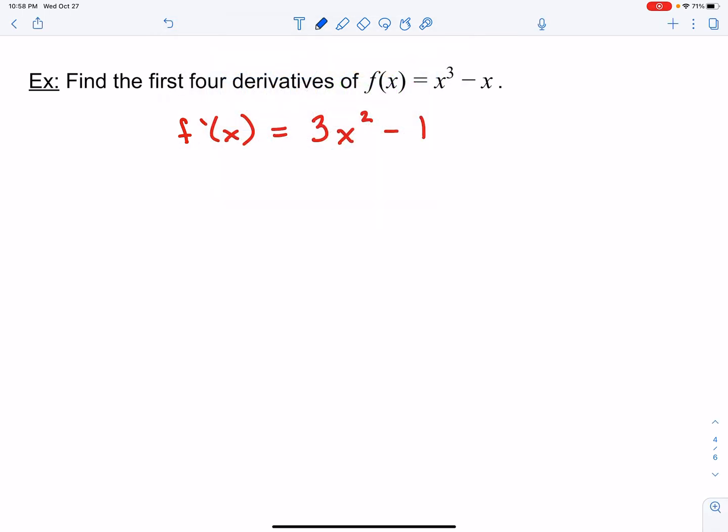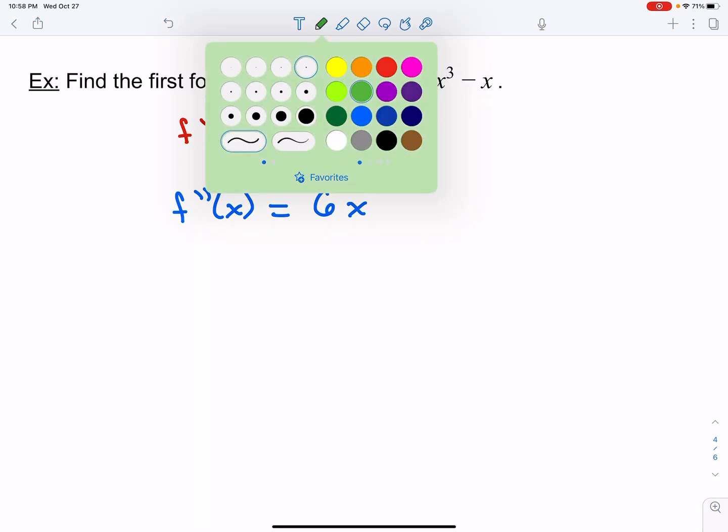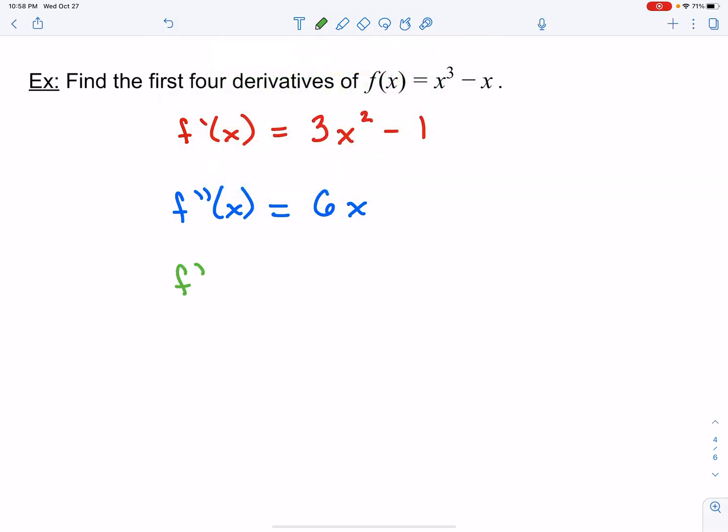For our second derivative, f double prime of x, we take the derivative of this. So the derivative of 3x squared minus 1, we'd have 6x to the first, or 6x, minus 0. Derivative of a constant is just 0, so just 6x. For our third derivative, f triple prime of x, the derivative of 6x would just be 6.